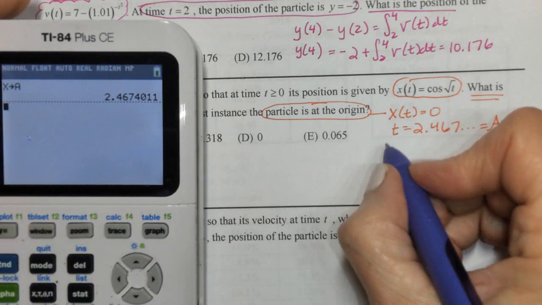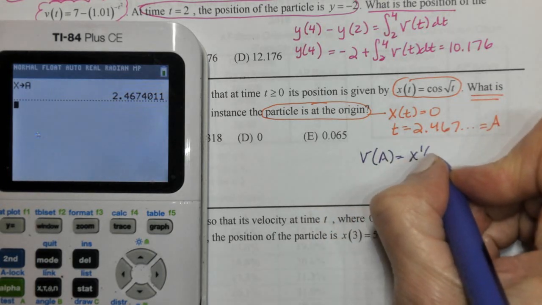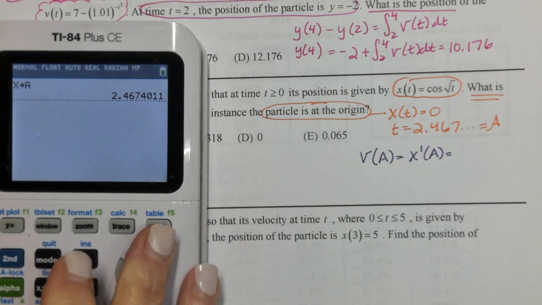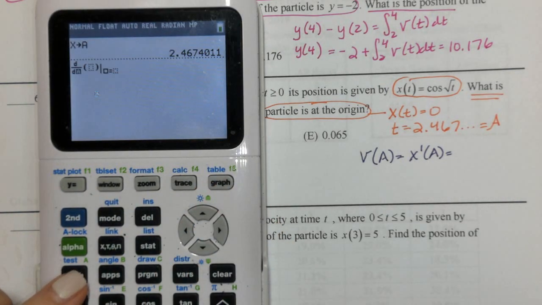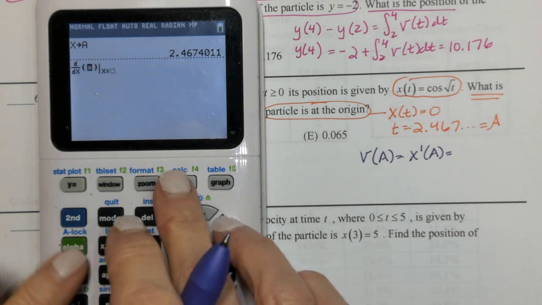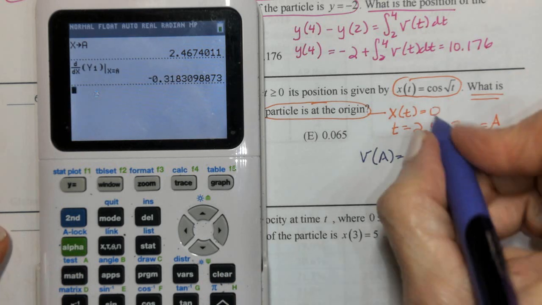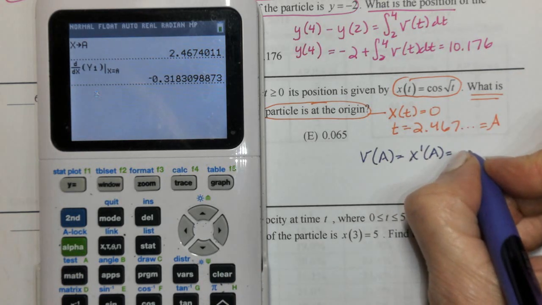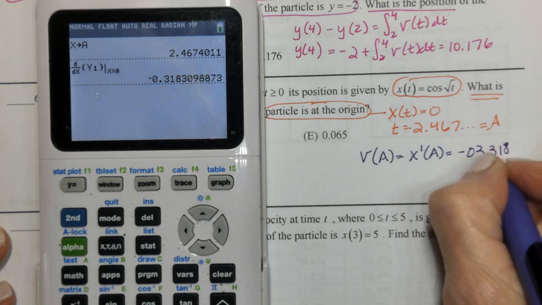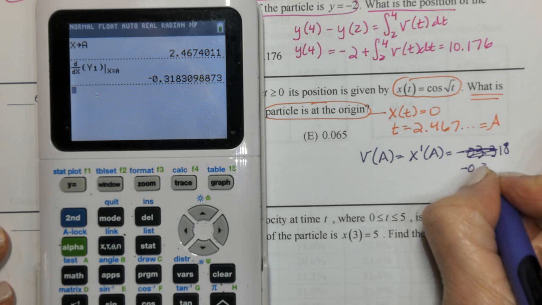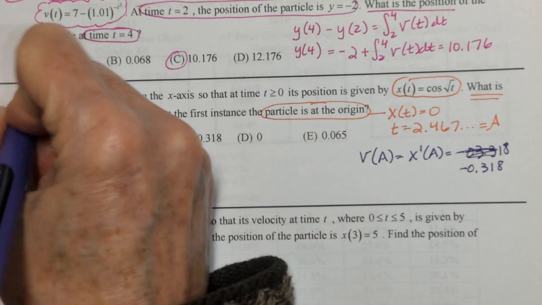So I'm taking the velocity at that time, which will be the derivative of x at that time. So math 8 of my y1 at time a that I just found. Negative 0.318.